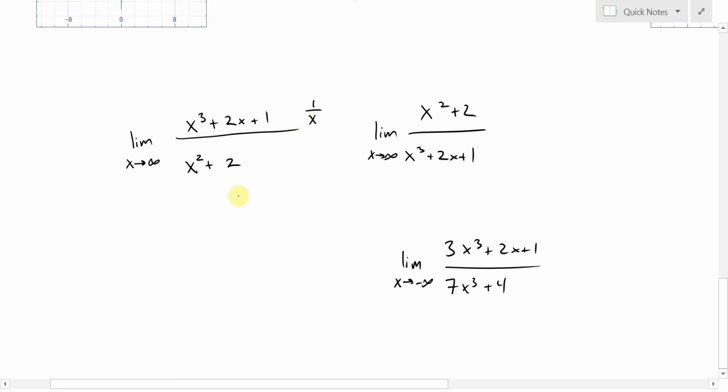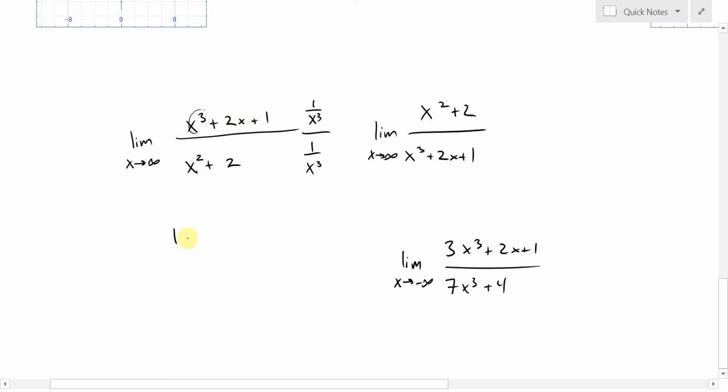Numerator or denominator doesn't matter. The highest thing I see is x cubed, so I'm going to divide both the top and bottom by 1 over x cubed. Since I'm doing it to both, it doesn't change the actual value. So when you do that, what are you going to get? An x cubed divided by x cubed is just 1.